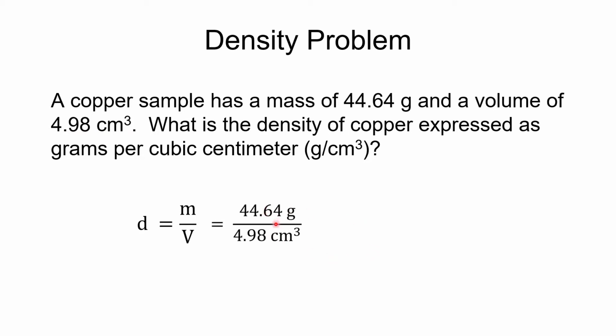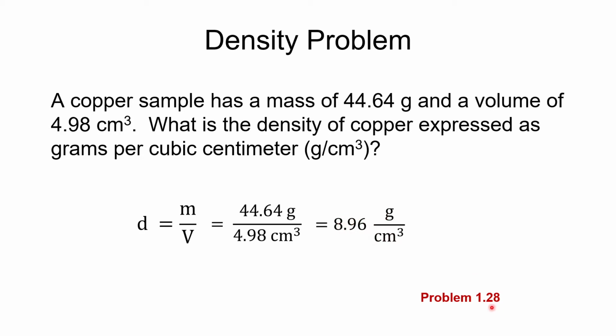So 44.64 divided by 4.98, and we will get 8.96 grams per cubic centimeter. And that gives us our density. We will talk about significant figures a little bit later in this chapter. All right, so 8.96 grams per cubic centimeter.